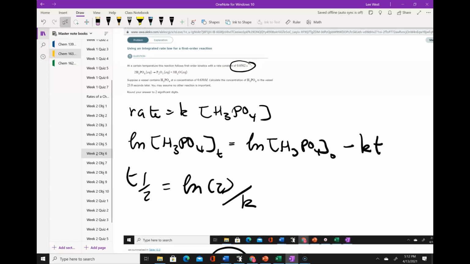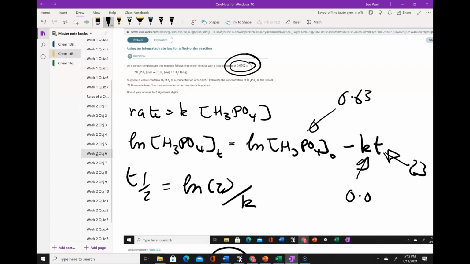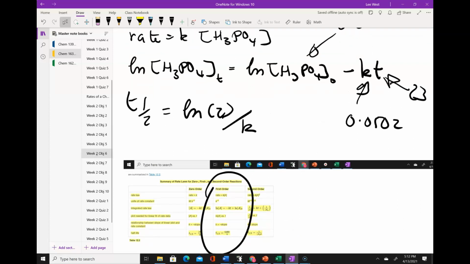It says, suppose a vessel contains phosphoric acid at a concentration of 0.63 molar. So that's my original starting concentration, right? 0.63. Calculate the concentration of H3PO4 in the vessel 23 seconds later. So that's my t. And then in the first part of the problem, they gave me my k. So I've got that, 0.0502. So this is just going to be plug and chug, isn't it? All right. I'm just going to use my formula for this.